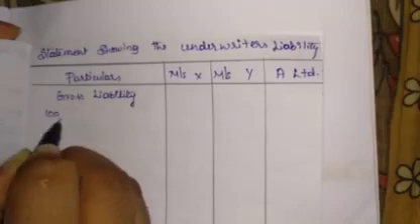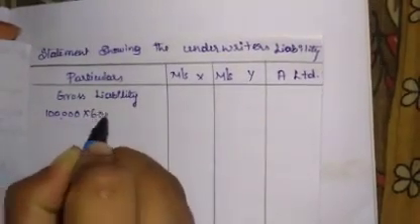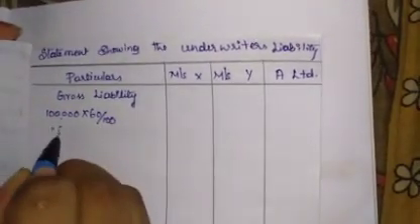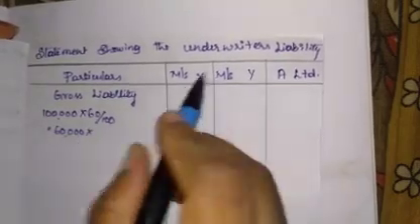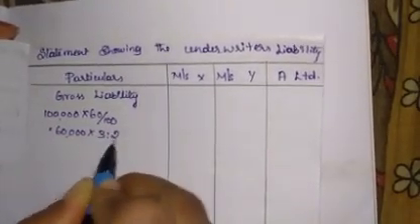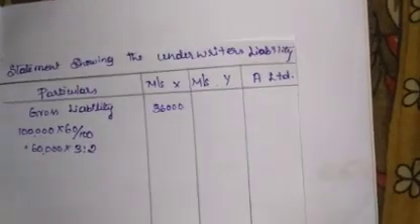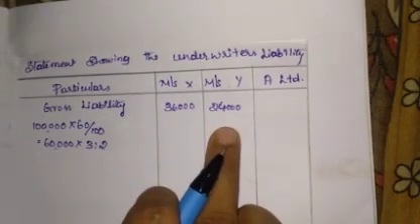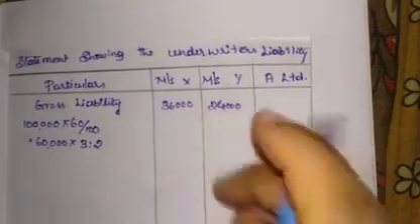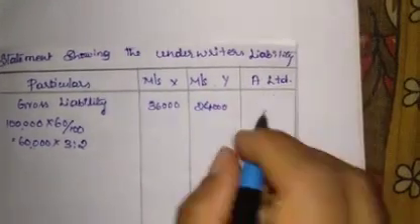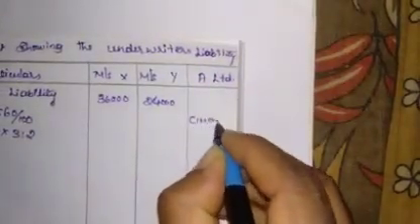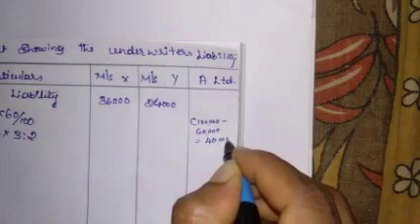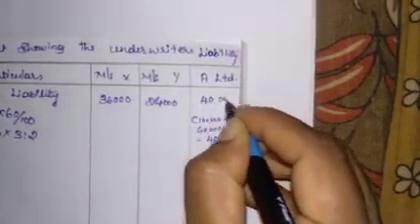Total 1 lakh shares issued by the company. Out of that, 60% underwriting is given to X and Y. 60% of 1 lakh, that is 60,000, and this 60,000 is together underwritten in the ratio of 3:2. So 60,000 into 3 by 5, 36,000. 60,000 into 2 by 5, 24,000. For the non-underwritten part of the issue, the underwriter will be the company. So total issue 1 lakh minus underwriting of 60,000, the remaining non-underwritten shares are 40,000. For that the company will be the underwriter.